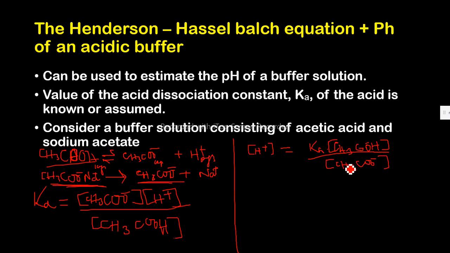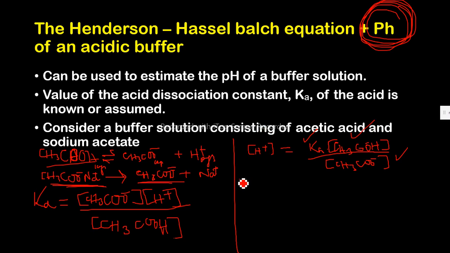I hope everything is still moving on well. Now, from this equation, remember I want the pH, and you already have the concentration of hydrogen ions. So if you have this, you have this, you have this, it means you can get the pH.